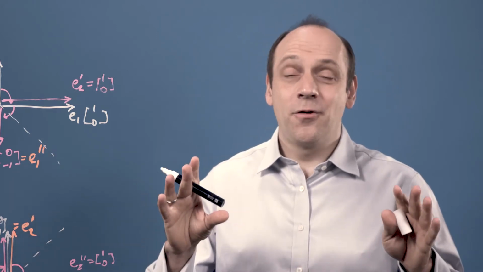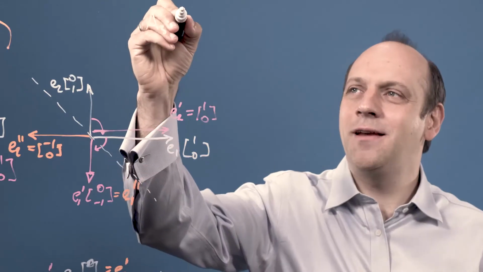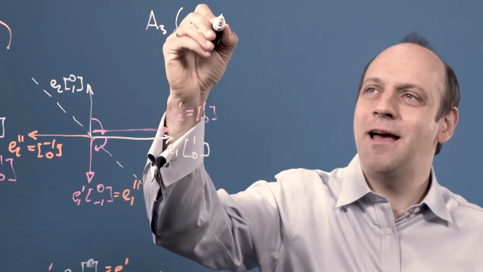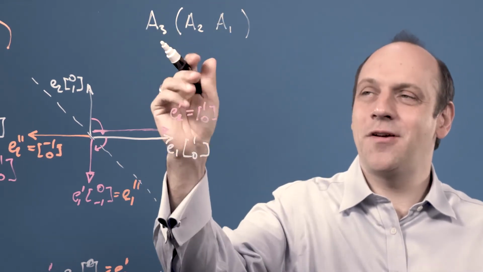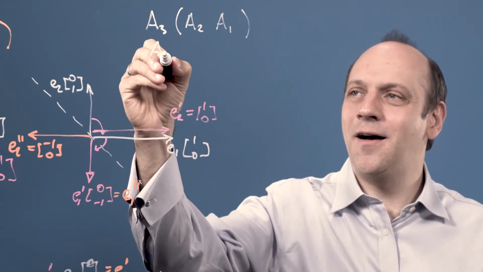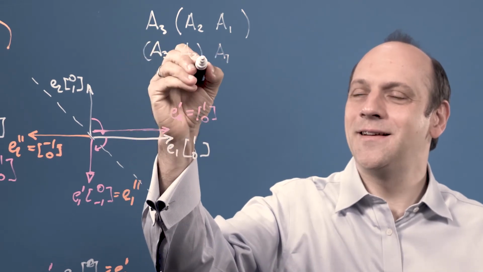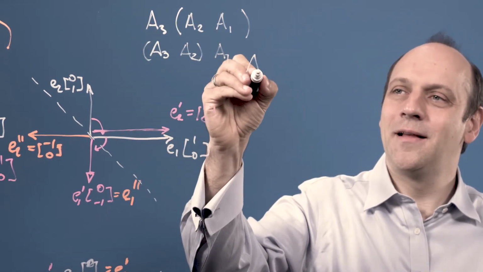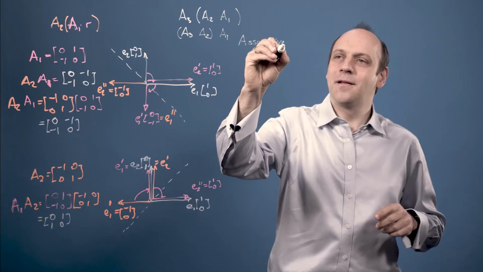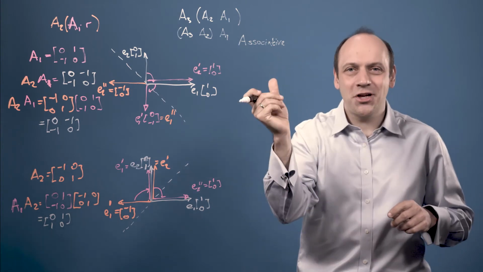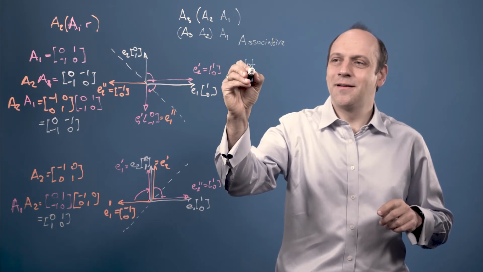We can do them in any grouping, meaning they're associative. That is, if we do A3 to A2 to A1, we can do A2 A1 and then do A3, or we can do A3 A2 and then apply that to A1. Those are the same. They're associative. But we can't interchange the order. We can't swap them around. It's not commutative.